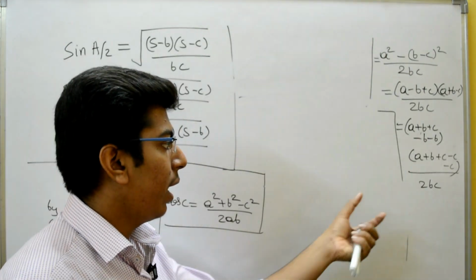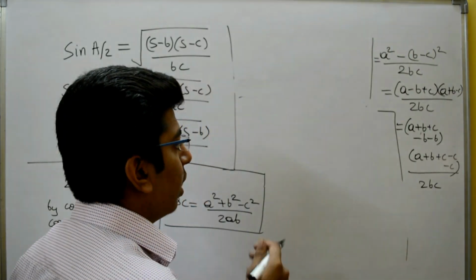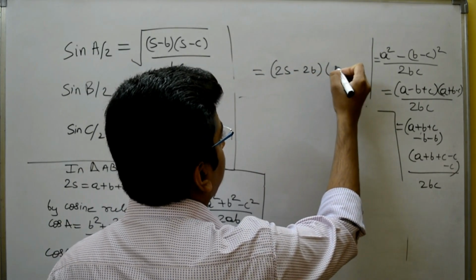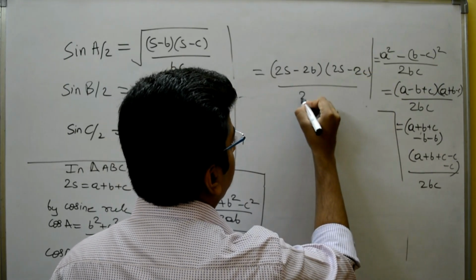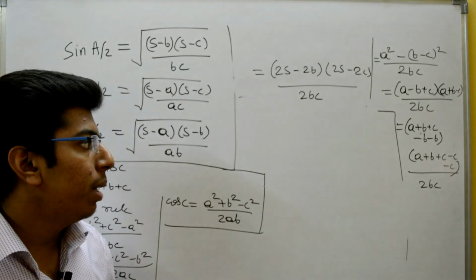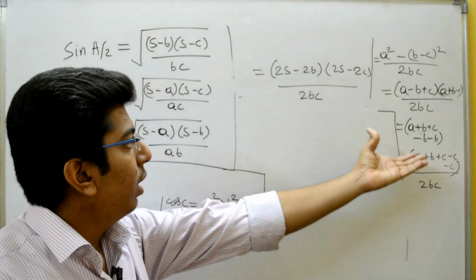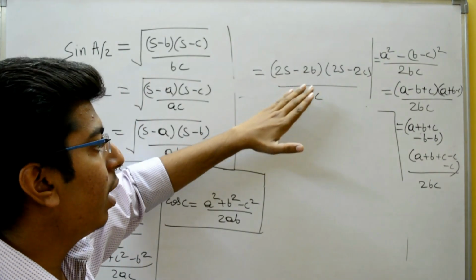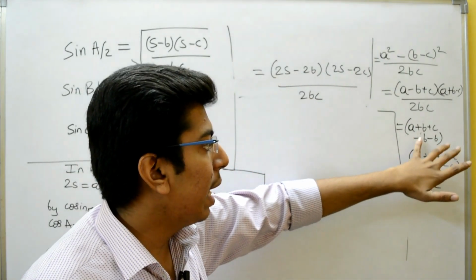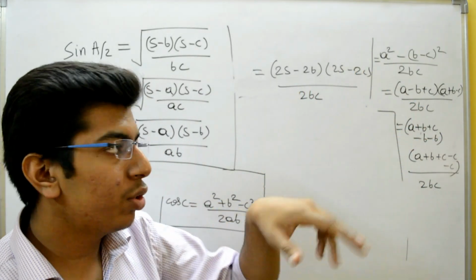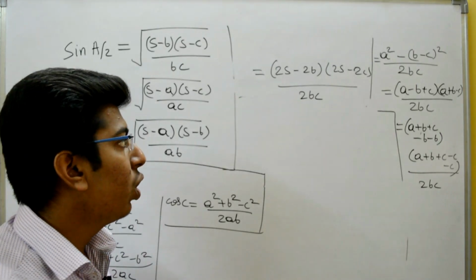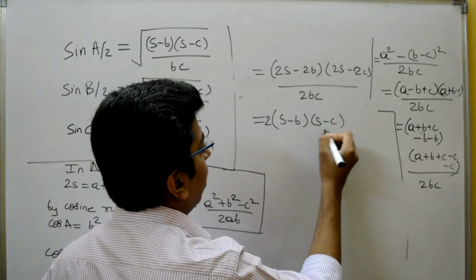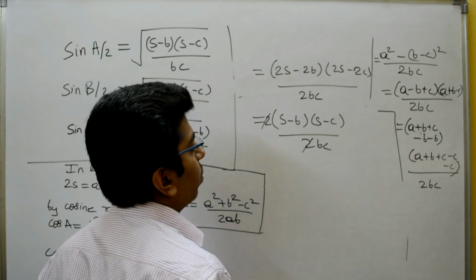Okay, so now we have come up to here. So a plus b plus c is equal to 2s, minus 2b and 2s minus 2c upon 2bc. What we have done is that this is the same step written here, but in place of a plus b plus c we wrote 2s, and where there is 2b, we wrote 2b. So now we will take 2 common: 2 common, s minus b, s minus c upon 2bc. This 2 and this 2 will be cancelled out.